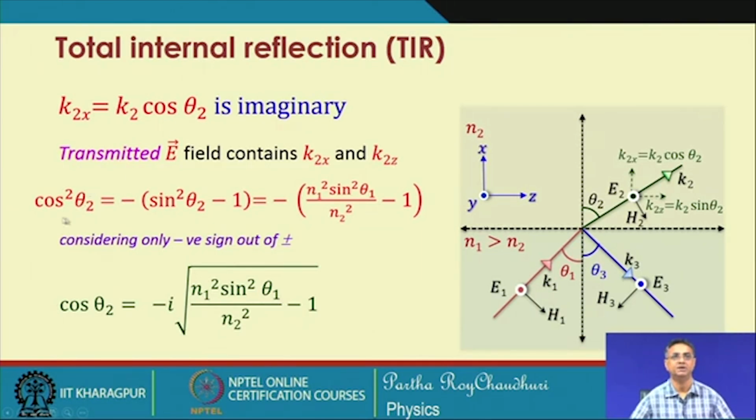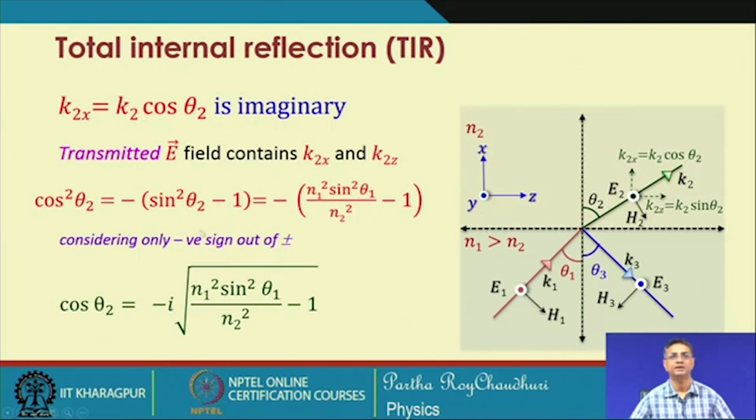We find that cosine square theta 2 is equal to minus sin square theta 2 minus 1, because this is 1 minus sin square theta. I have written it in this form for some particular interest, which will be very clear soon: cosine square theta 2 will be equal to minus, because sin square theta 2 is equal to n 1 square sin square theta 1 by n 2 square. This comes from Snell's law.